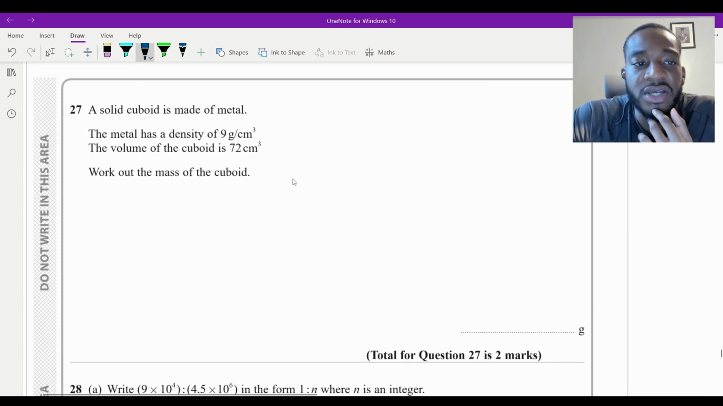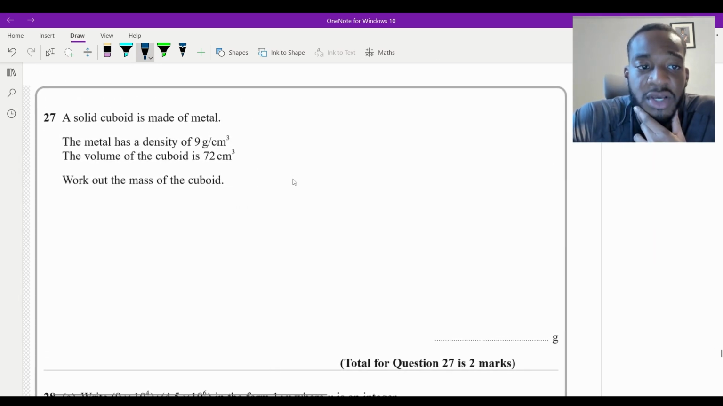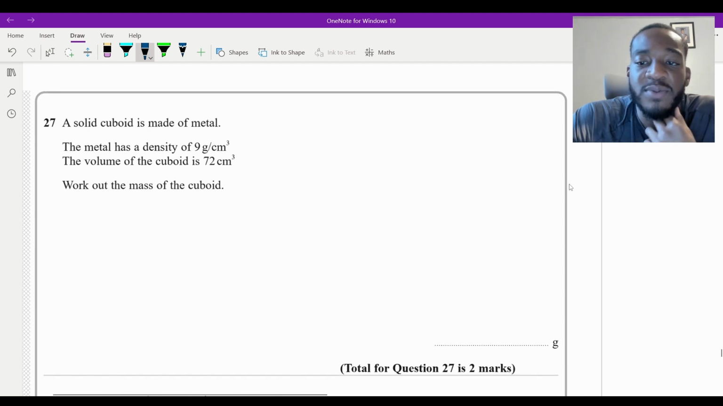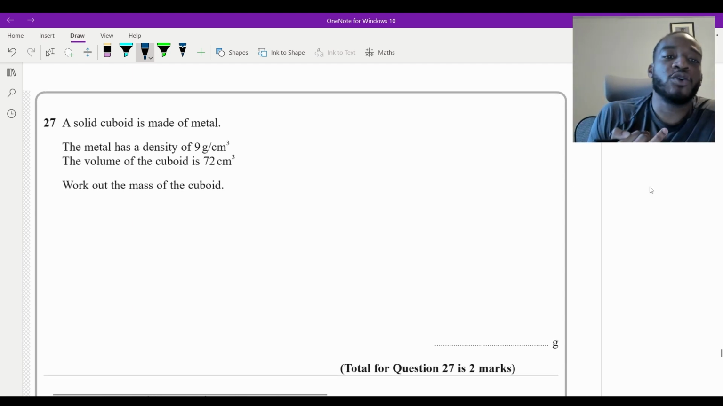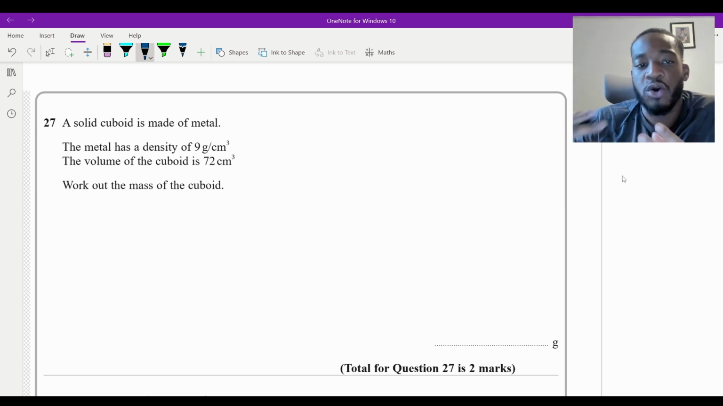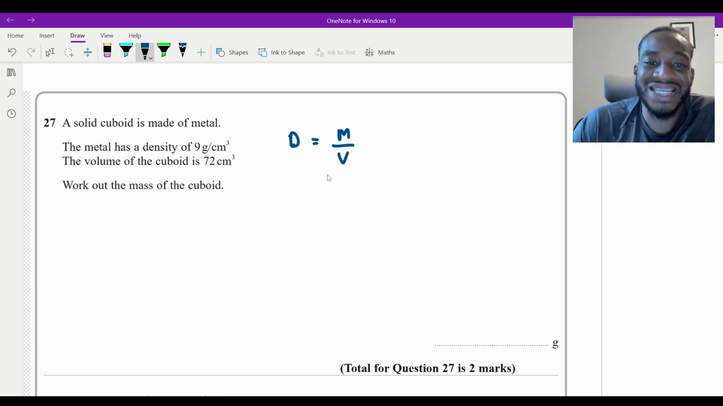Question 27 says, a solid cuboid is made of metal. The metal has a density of 9 grams per centimeter cubed. The volume of the cuboid is 72 centimeters cubed. Work out the mass of the cuboid. Now, this is compound measures. You need to know your formula. Remember the formula for density: density is equal to mass divided by the volume. However, they are not asking us for the density. They're asking us for the mass. So we need to rearrange this.